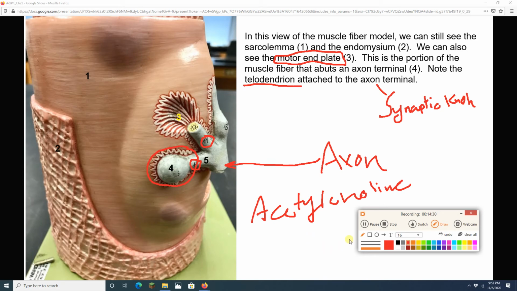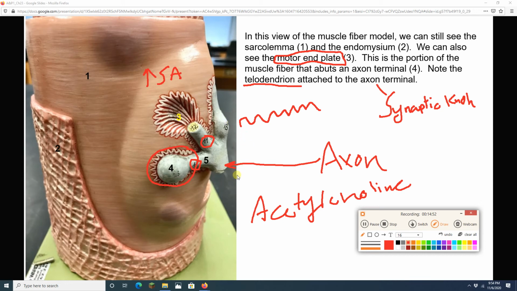The word plate is a little misleading. The word plate has the implication that it's going to be flat, but this guy is not flat. It is very ruffled. It goes up and down and up and down and up and down. And the reason for the ruffling is it gives us more of something. You know this. It gives us more surface area.